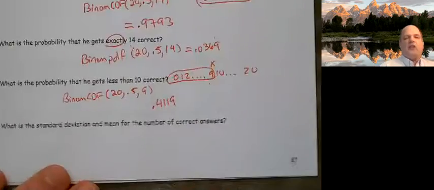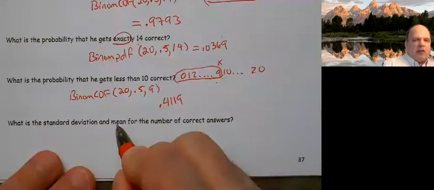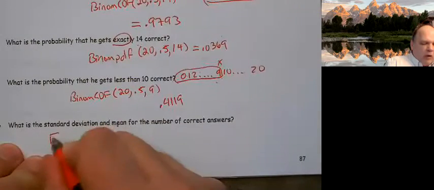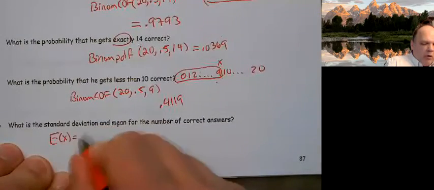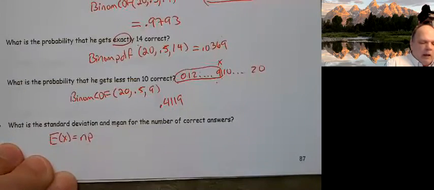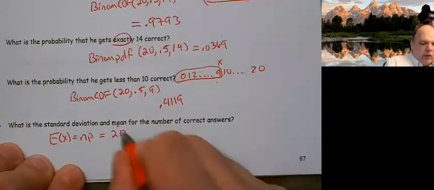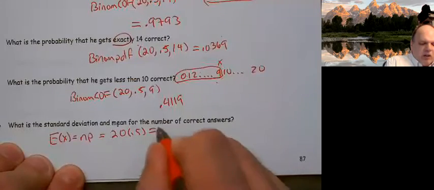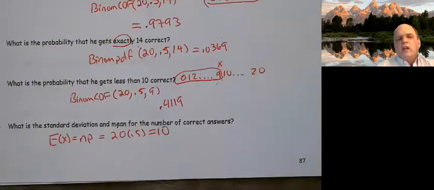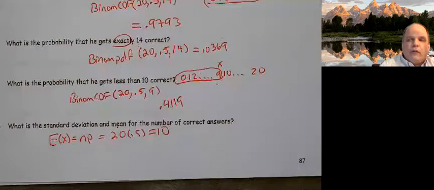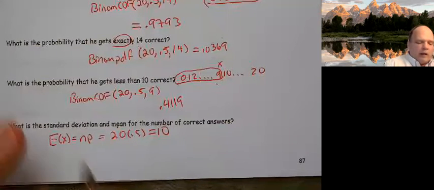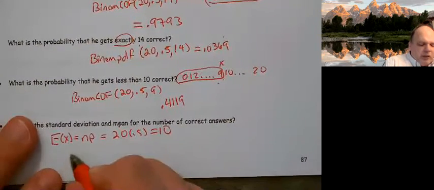So what's the standard deviation and mean? Anytime they say mean, that means expected value. We know we're working with a binomial, so it's NP, which is 20 trials times 0.5 equals 10. And that makes sense. If you were flipping a coin 20 times, you'd expect to get 10 heads. So if you were guessing on a test that was true-false, you'd expect to guess 10 correctly and the other 10 incorrectly. So that makes sense.